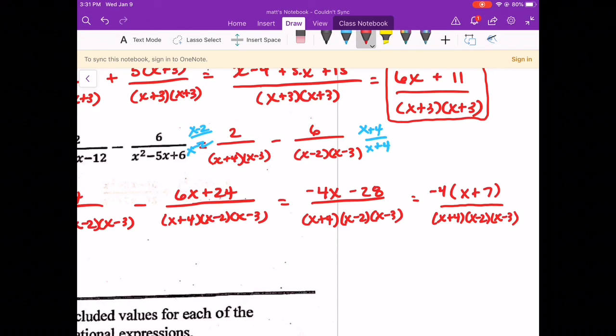Unfortunately, none of those factors match, so this is where we would stop. So that is how we could do our adding and subtracting with rationals.